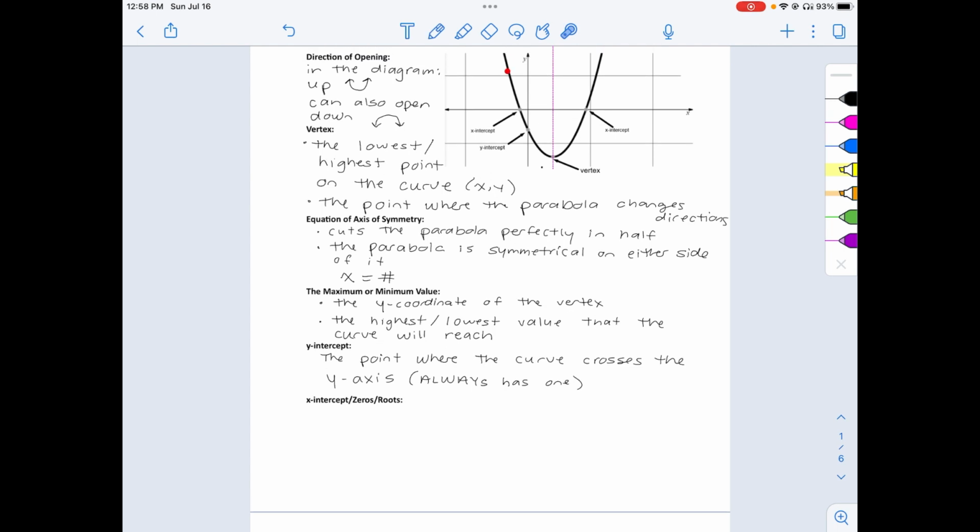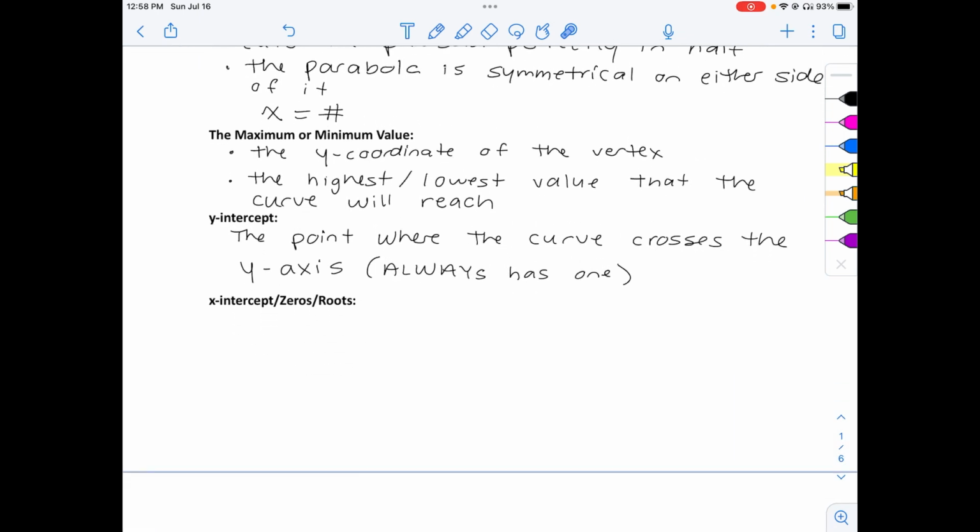So the parabola is decreasing. Right here, it crosses the x-axis. It continues to decrease, hits that vertex, and then is increasing, crosses the x-axis again, and then will continue to increase infinitely. So just the definition first is going to be either the point or points where the curve crosses the x-axis.